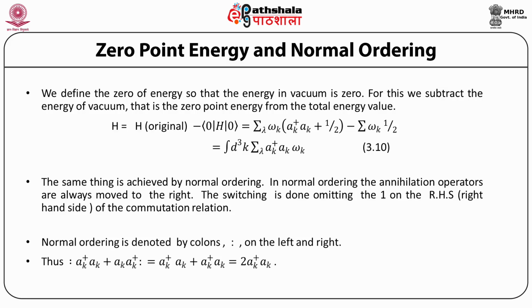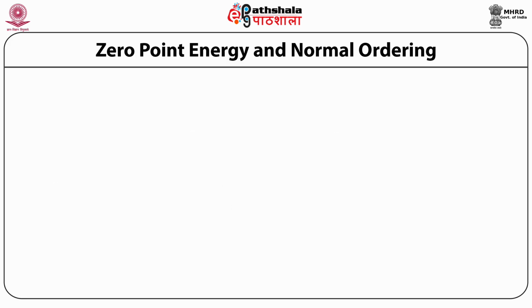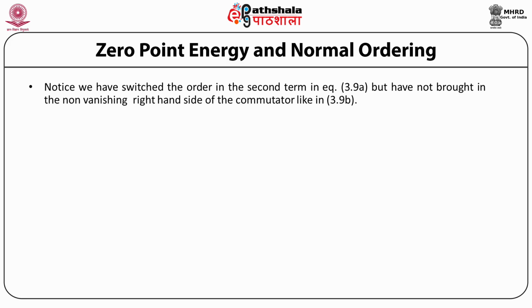Normal ordering is denoted by colons on both sides, on the left and the right. Thus, :a_k† a_k + a_k a_k†: is equal to a_k† a_k + a_k† a_k, which is equal to 2 a_k† a_k, where we have commuted the second term but have not taken the term 1. Notice we have switched the order in the second term.